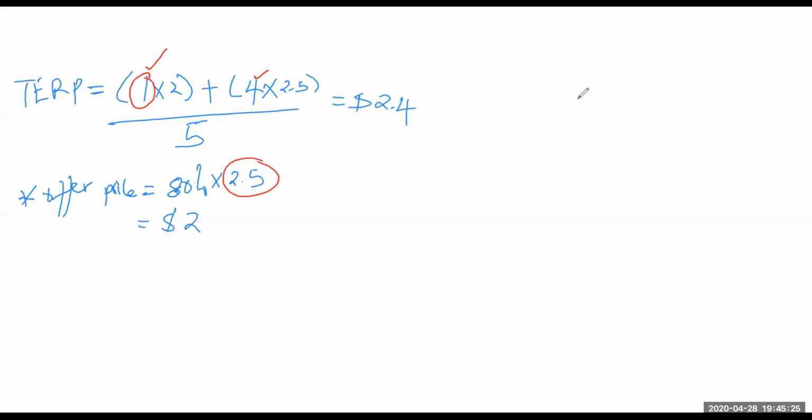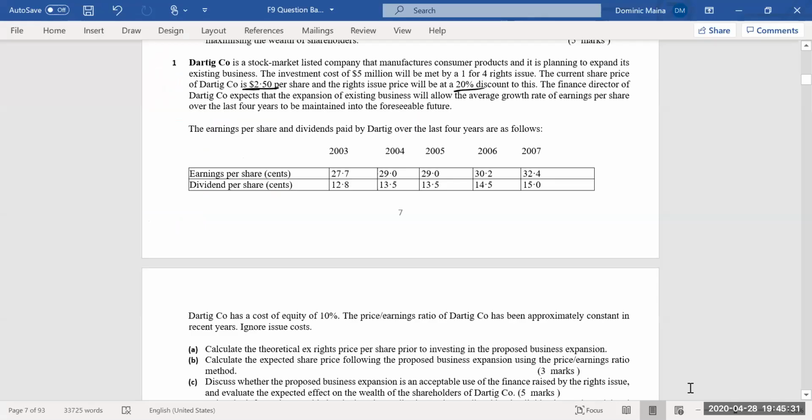So going back to the question, we go to the next requirement. The next requirement is to calculate the share price following the proposed business expansion using the P/E ratio. Here the company wants to invest in a project costing 5 million. I think we saw that. That is the cost.